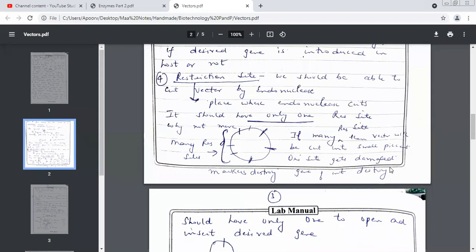Fourth is restriction site. What is the fourth thing? Restriction site. Try to explain something with the help of a figure. Did you understand something? Tell me what little bit you understood. Try, even if it is wrong. Endonuclease is cutting the plasmid.